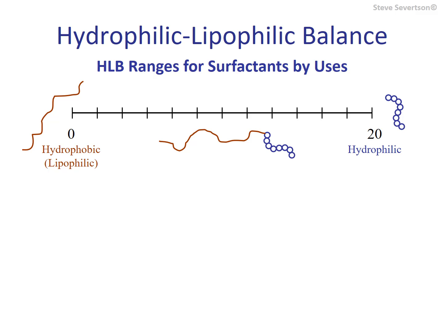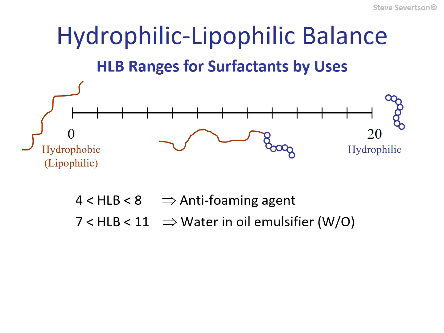For example, we find that more hydrophobic surfactants, those which have low HLB numbers, are pretty good at preventing the formation of foams in water. And later on in this course, we'll discuss foams. If we're trying to generate an emulsion from oil and water, what we find is that if we use a more hydrophobic surfactant, one with a lower HLB value, we're more likely going to get a water and oil emulsion. If we use a more hydrophilic surfactant, one with a higher HLB number, we're more likely to get an oil and water emulsion.